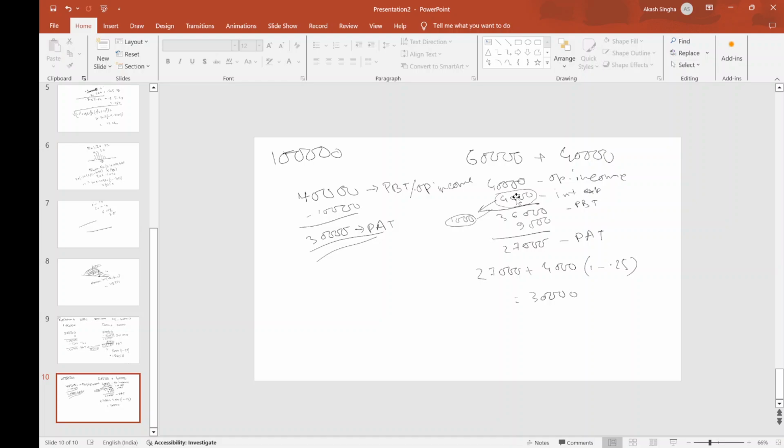Because due to that 4,000, we are paying 1,000 less in tax. If the interest expense was not there, we would have to give 10,000 in tax. So effective cost is 4,000 minus that 1,000 equals 3,000. How to calculate that? 4,000 into 1 minus the income tax rate. That will give you 3,000. So you will get the total return on asset.